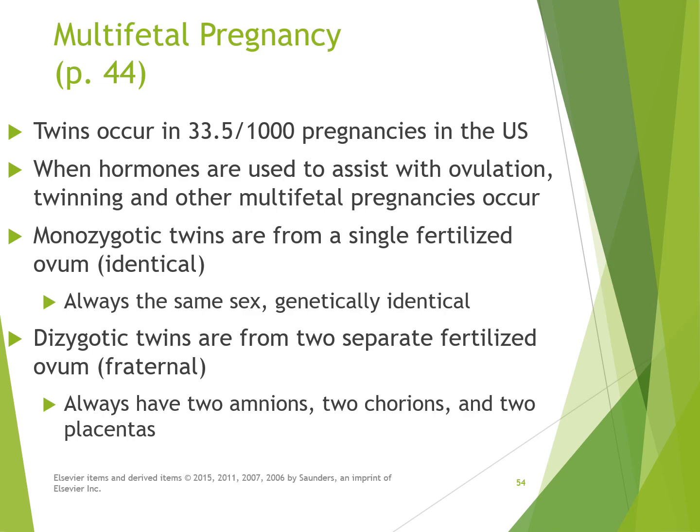Monozygotic twins are from a single fertilized ovum. Those are your identical twins. They're always the same sex. They're genetically identical because they're from one egg and one sperm. Dizygotic, so mono, one. So one egg, one sperm, one placenta, things like that, okay? Di, two, are from separate fertilized ovum. They're the fraternal, or not identical. Always have 2 amnions, 2 chorions, and 2 placentas.